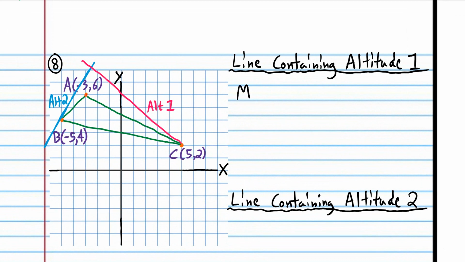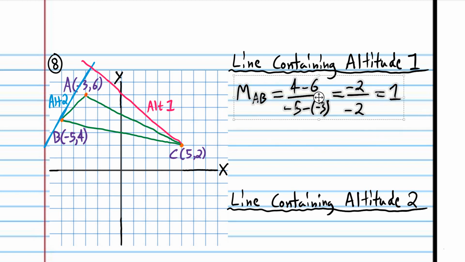So step 1 is to find the slope. AB is considered to be the base in this case. So we're going to find the slope of AB. Considering B to be the second point, we have 4 minus 6 over -5 minus -3. And that is -2 over -2, which is +1. So now, that was step 1.